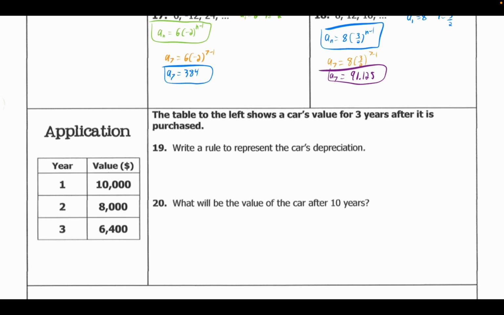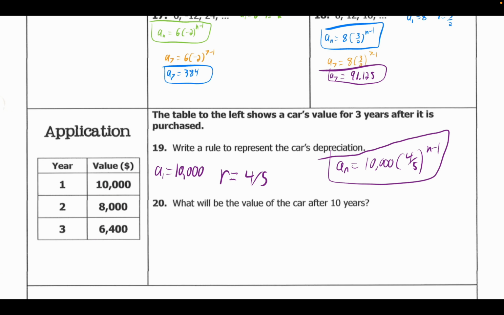So if we take the 8,000 divided by 10,000 or 6,400 divided by 8,000, either way, we find the ratio to be 4/5. And a sub 1, we can see that after 1 year, it's a value of 10,000. So we put this into our rule, a sub n equals 10,000 times 4/5 to the power of n minus 1.